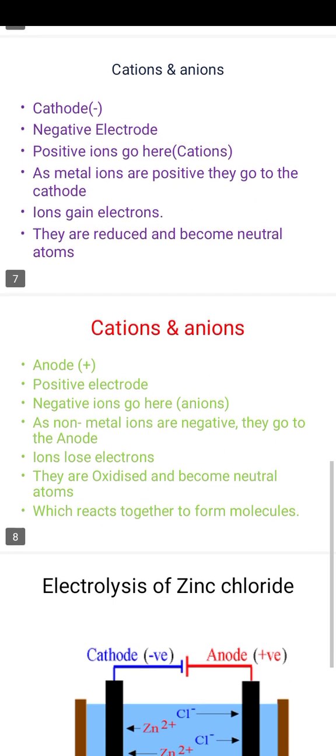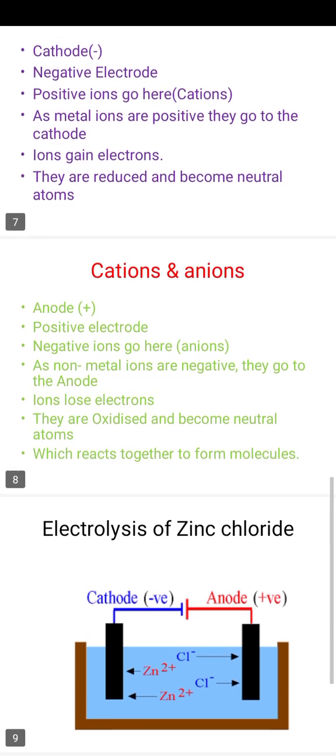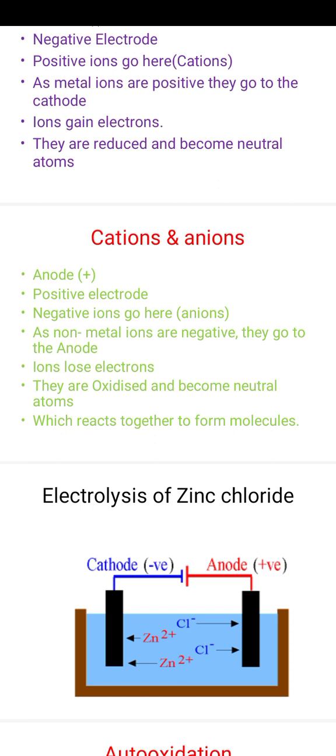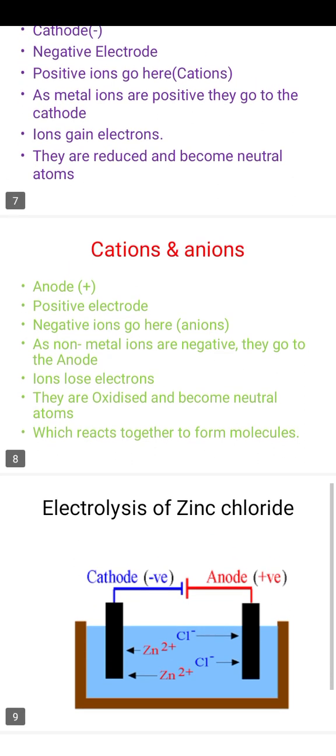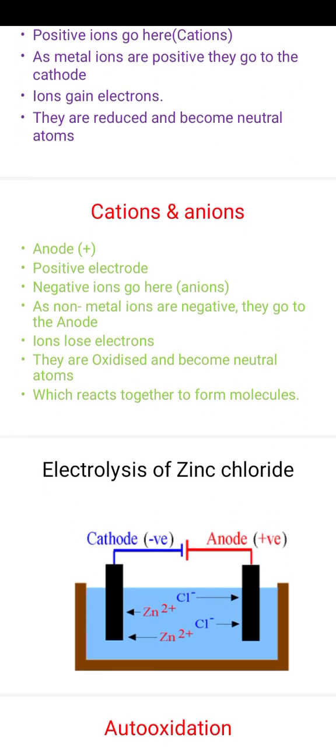Understand? The cathode and anode: see this electrolysis of zinc chloride. The anode is the positive electrode, and the cathode is the negative electrode. In that case, the Cl- ions go to the anode. Look at this picture. And zinc ions, having a positive charge, go to the cathode. After that, they are oxidized or reduced and become neutral, and react together to form a molecule.